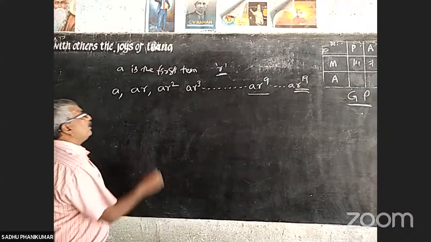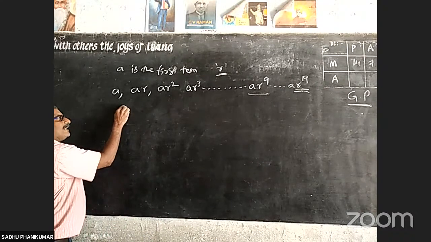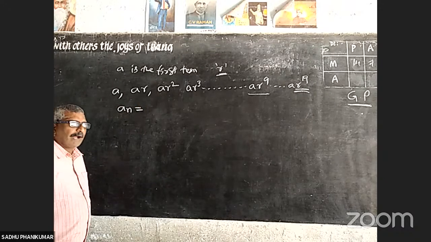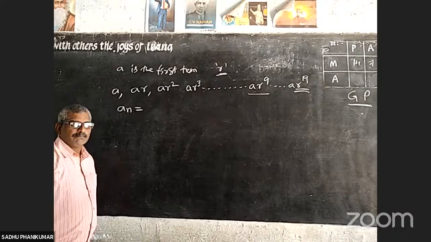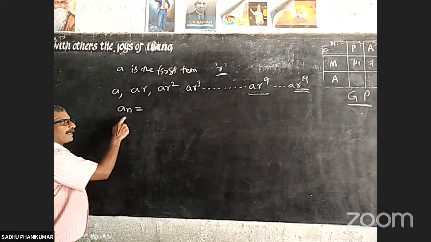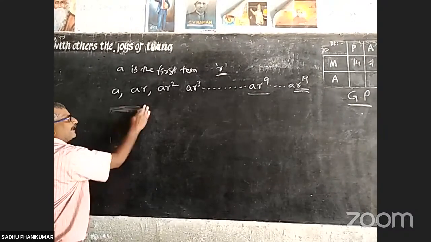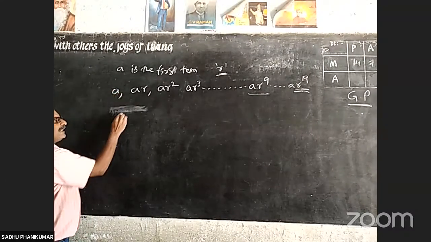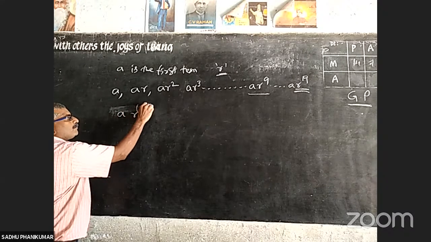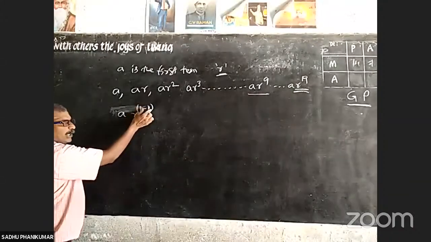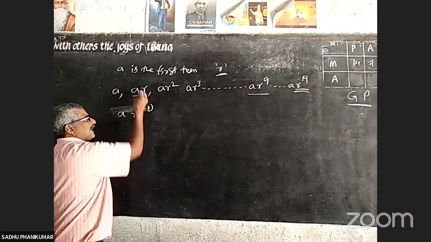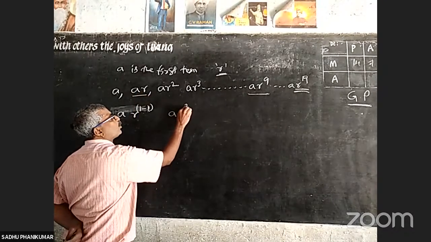Now, what I will call AN is the general term. Now I want to find the general term, so we have to write a formula for it. How will you get that? For the first term, write A times R power 1 minus 1. 1 minus 1 is 0, anything power 0 is 1, and 1 into A is A. In the second term, A R power 2 minus 1.